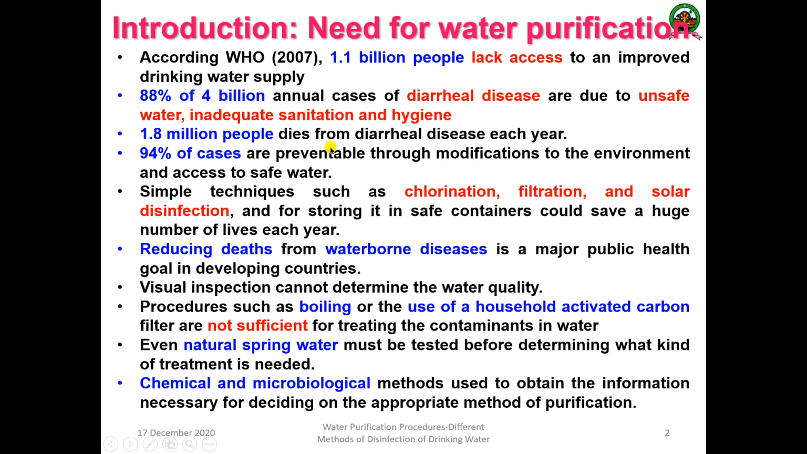1.8 billion people lose their life every year due to diarrheal diseases and other waterborne infections, and 94% of the cases are controllable or preventable through modification to the environment and access to safe water. We should take this aspect as a high priority to provide good drinking water facilities to the public.